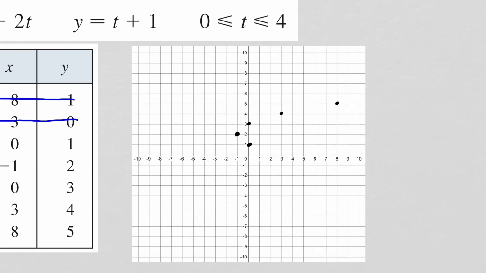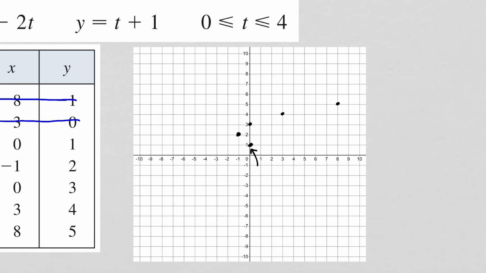Now the important thing here is this point corresponded to t equals 0, and this point corresponds to t equals 4. So this point here is the beginning, and we are going to trace out the curve in this direction, and the point over here is the end. And it has a very definitive orientation once again.